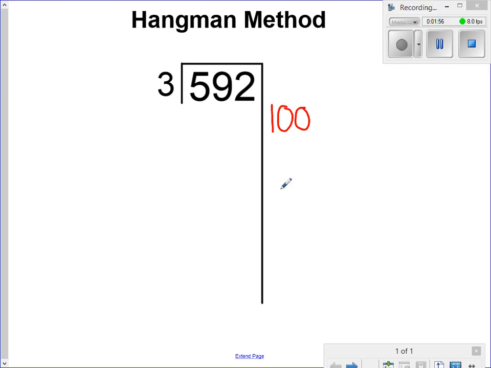So this side out here on the right is for all the groups that I'm going to take away, and I'm going to keep track of them along the way. So 100 times 3 equals 300. So I'm going to subtract 300 just like I would in a typical division problem. So when you're multiplying, whatever you're multiplying the 3 by comes out here as your equal group, and I'll show you how we keep track of that in the end. So I'm going to go ahead and subtract.